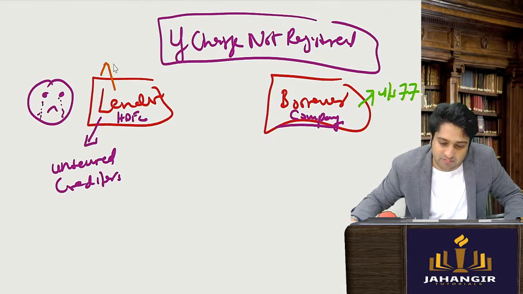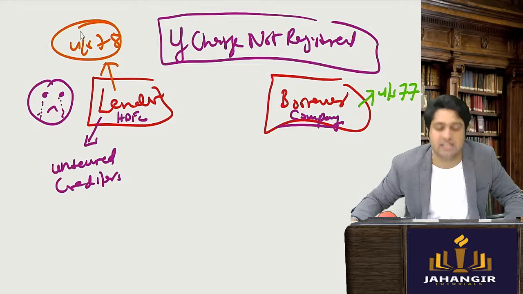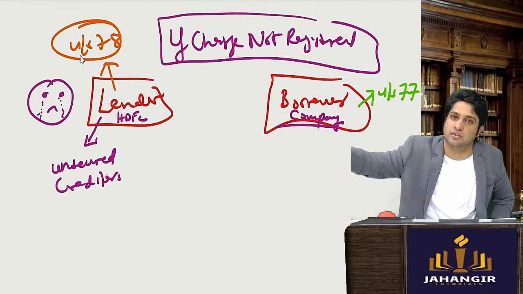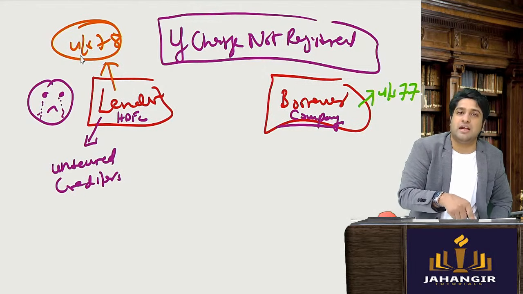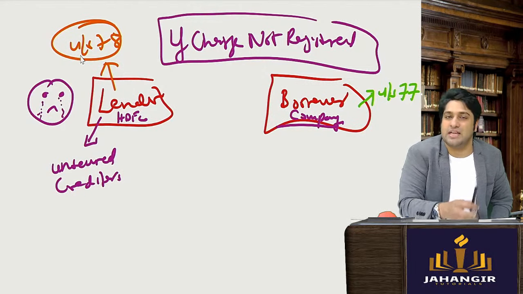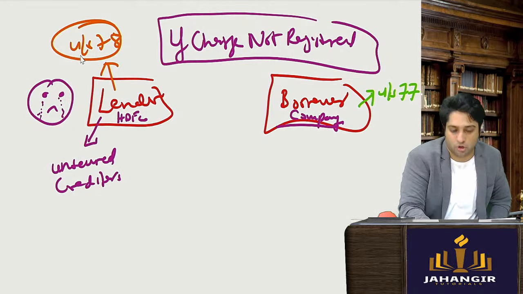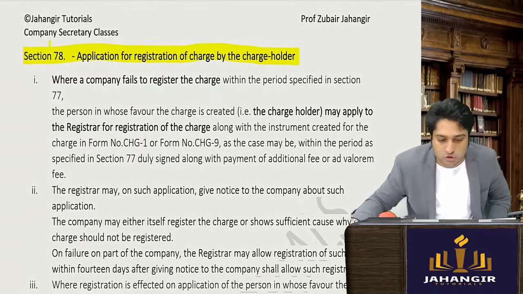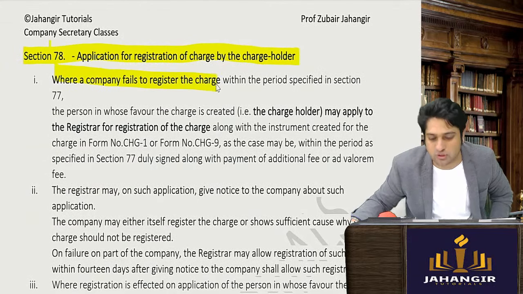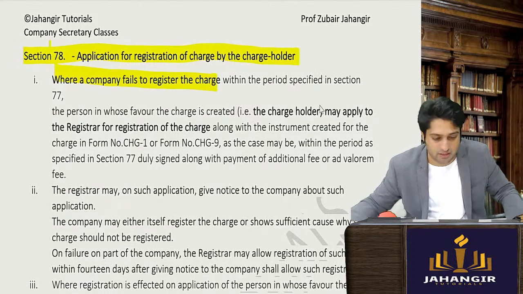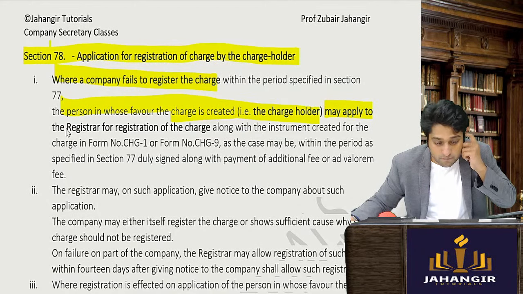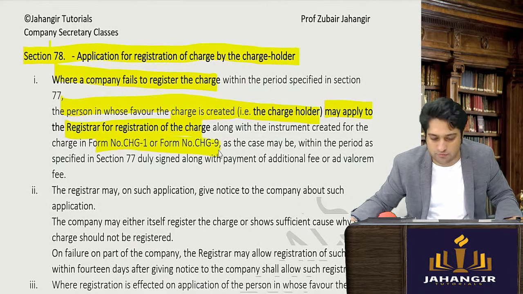So a right has been given in the next section, section number 78, that if the borrowing company is not going, then the lending entity can make the filings and recover the cost from the borrower company. Makes sense? Yes or no? So where the company fails to register the charge within the set time period, a person in whose favor the charge is created may apply. So the charge holder will file the specific forms to the ROC.